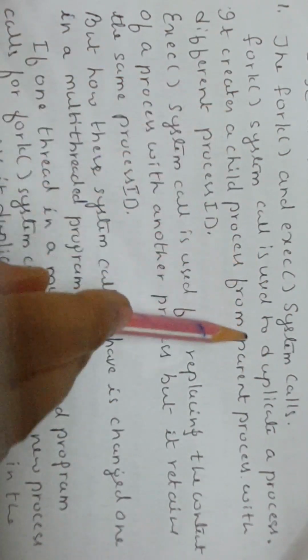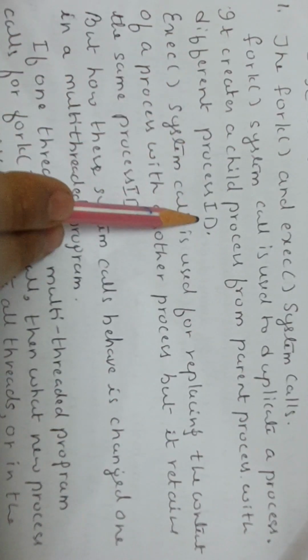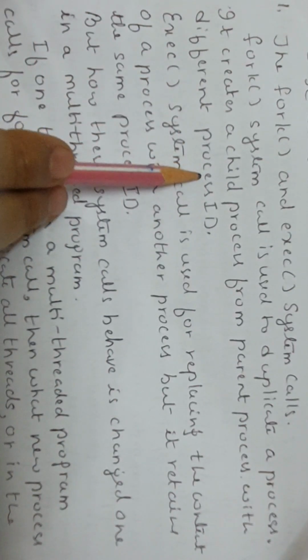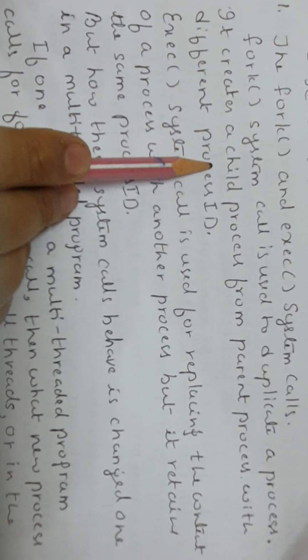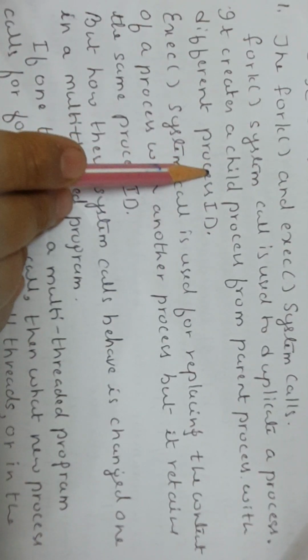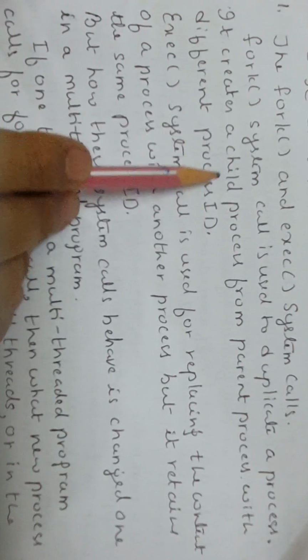Fork system call is used to duplicate a process. It creates a child process from the parent process with a different process ID. Whenever in a process the fork system call is called, another process of the same type is created. It will have a different process ID. The process which created this by calling fork system call is called the parent process, and the newly created process with the new process ID, similar to the parent process, is called the child process.